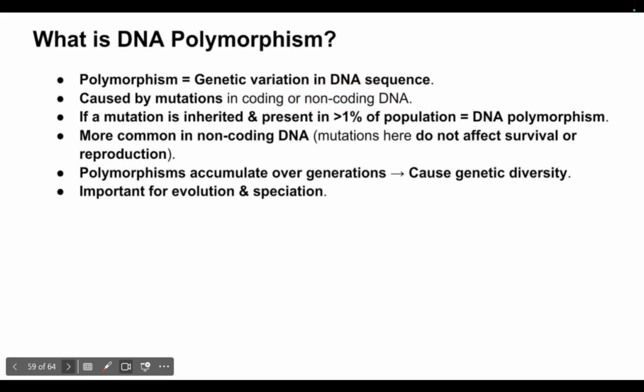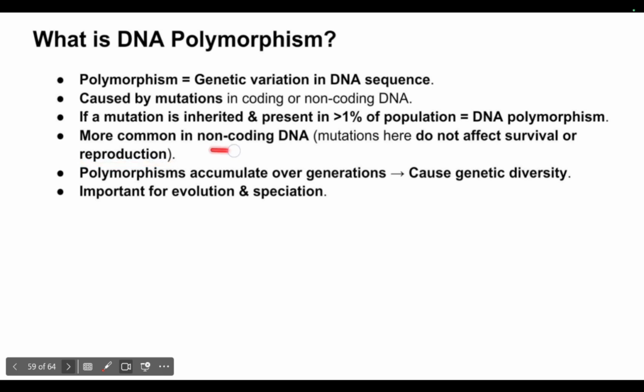Now if a mutation is inherited and it is present in more than 1% of the population, then it is called DNA polymorphism. This DNA polymorphism is more common in non-coding DNA. Why? Because mutations in non-coding DNA do not show any effect on the individual. So if there is no effect, then the organism can easily survive because it does not compromise the reproductive ability of the organism.